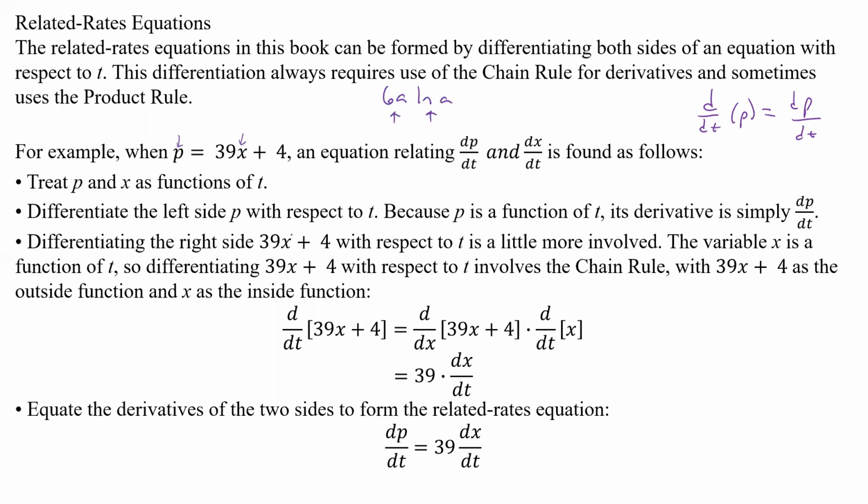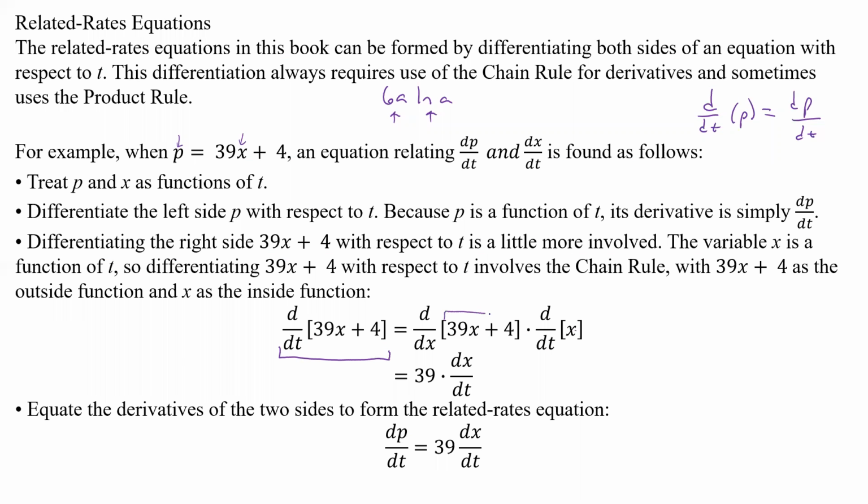And then on the right, we do the same thing, except now we have 39x plus 4. And so it's a little more involved. Our variable x is a function of t. So this is how we're going to initially write it, kind of like we did with the p. But because we're taking it with respect to x, we're going to say, well, we'll take the derivative of this with respect to x times the derivative with respect to t of x. And what happens there?